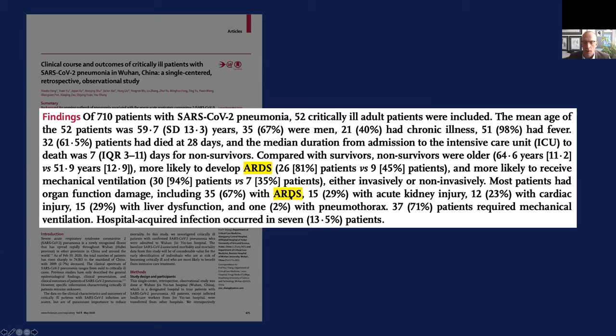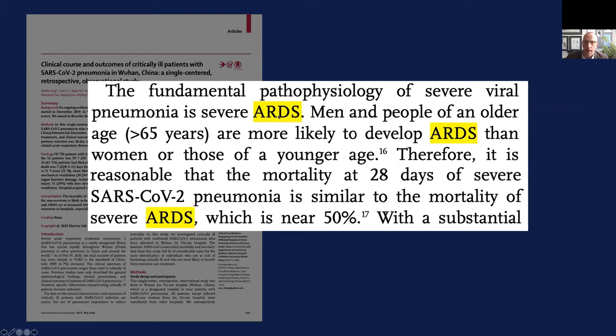The fundamental pathophysiology of severe viral pneumonia is severe ARDS. They're more likely to develop ARDS. They were unambiguous that this is a nasty new coronavirus that seems to be highly transmissible, and it causes something that we all are quite familiar with, a 50-year-old diagnosis called the acute respiratory distress syndrome.